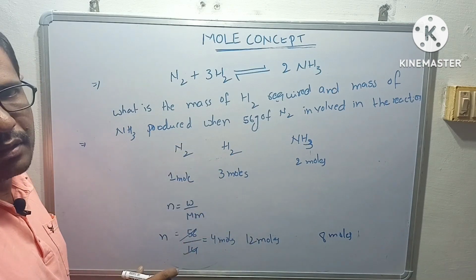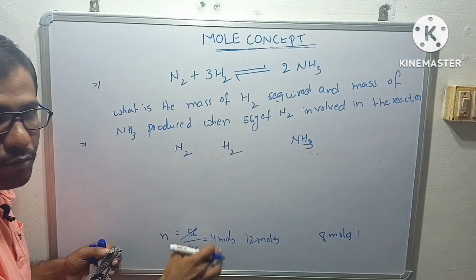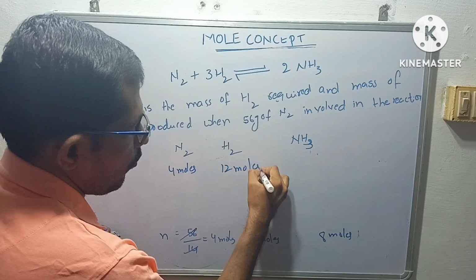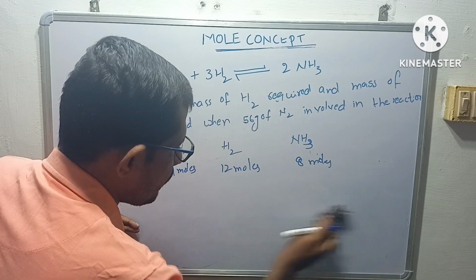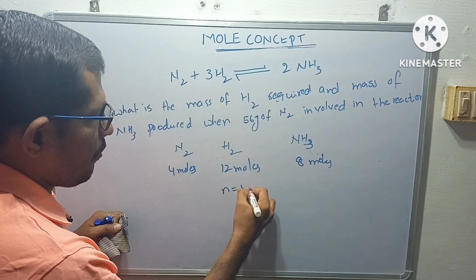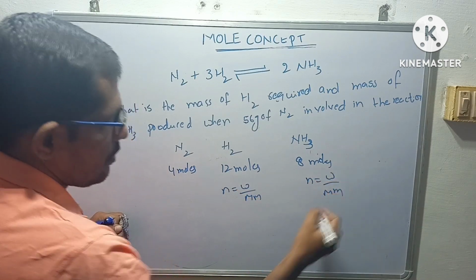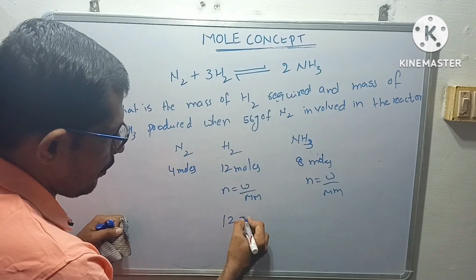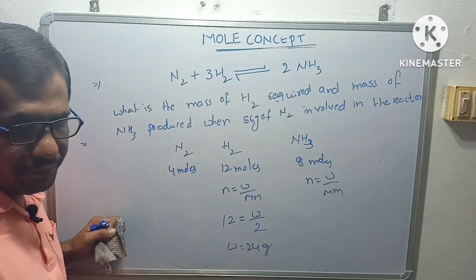But we need masses. So these moles I am writing over here: 4 moles, 12 moles, 8 moles, right? But I need the mass of the hydrogen and ammonia. So what is the formula? We have to convert the moles into mass. Moles equal to weight by molar mass. So what are the moles of hydrogen over here? 12. Weight equals 12 times the molar mass of hydrogen, which is 2. We are getting 24 grams.